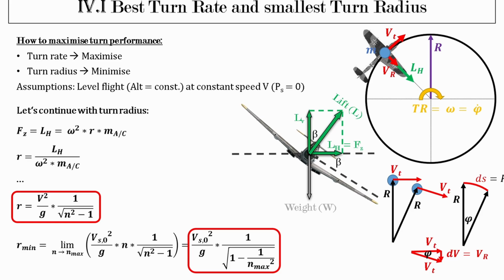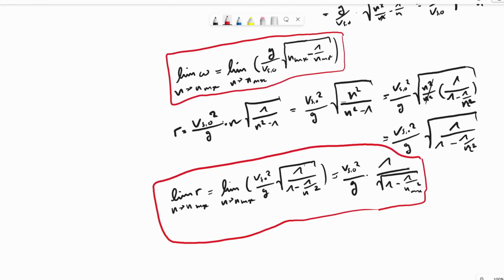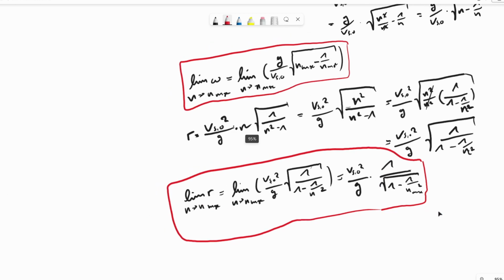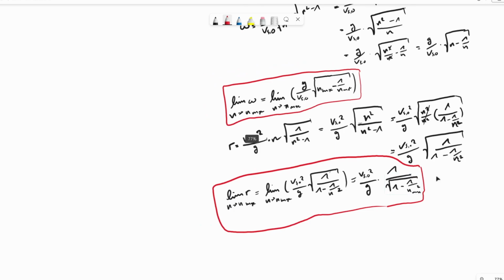So now you've seen how we derived those equations earlier and how we found our performance limits mathematically.